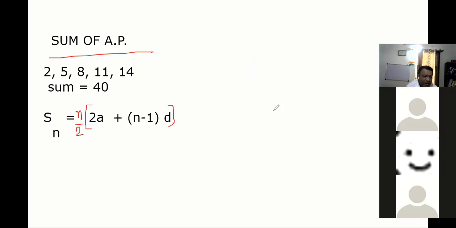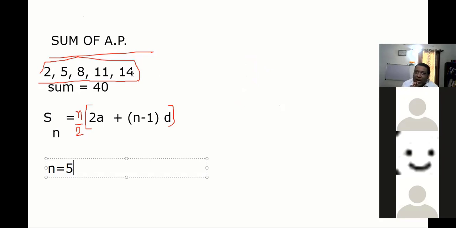Now Venkat was asking, sir, shall we call it the number of terms, or do we also use it for the nth term? Both are the same thing. For example, Venkat, how many terms are here? 5, sir. So n is 5. Here the last term is also 14, so the number of terms is 5. The nth term we also take as the last term. So the nth term, or fifth term, is 14. Either we say the number of terms is 5 or the nth term is the fifth term.